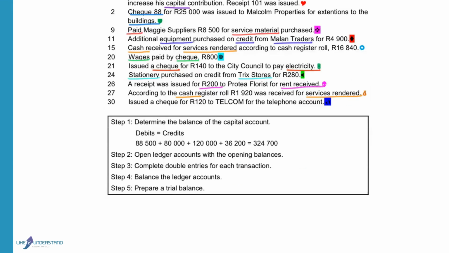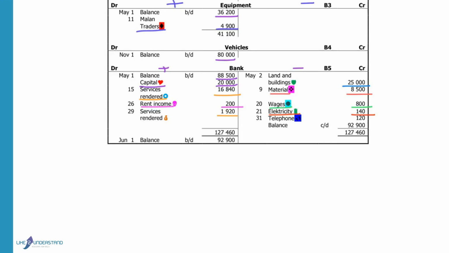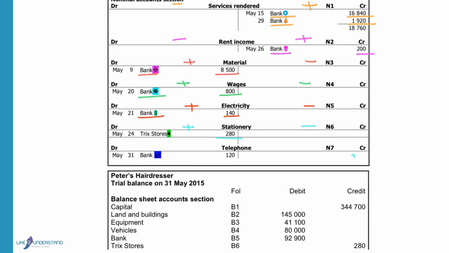Issued a check to Telkom to pay the telephone account. We've taken money out of the bank, so the one entry will be in the bank account. We paid for telephone, so the double entry will be in the telephone account. The bank account is credited because we reduced the money in the bank when we paid for the telephone, and the telephone account will be debited. Telephone is an expense that increases on the debit side, and it increased my expenses with 120 rand.